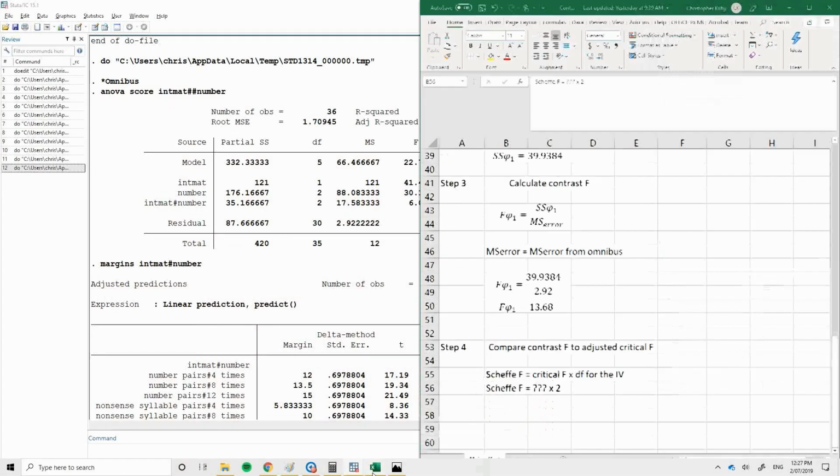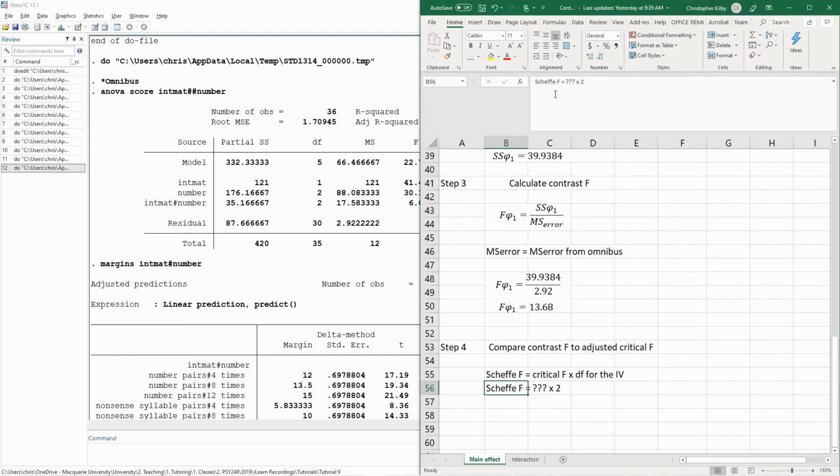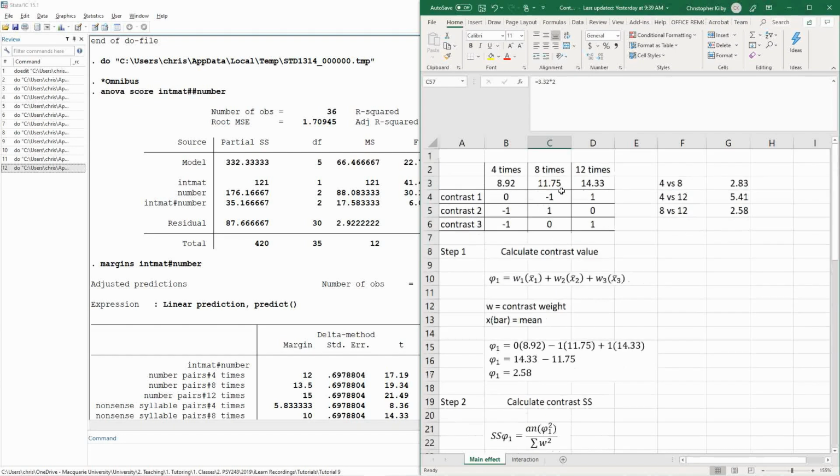So I would then go back and put in 3.32. My Scheffé F is 3.32 times 2. If we do the math, that gives me a Scheffé critical F of 6.64. My obtained F was 13.68 and is much, much larger than 6.64, suggesting that my smallest difference, my difference of 2.58 units, is a significant difference.